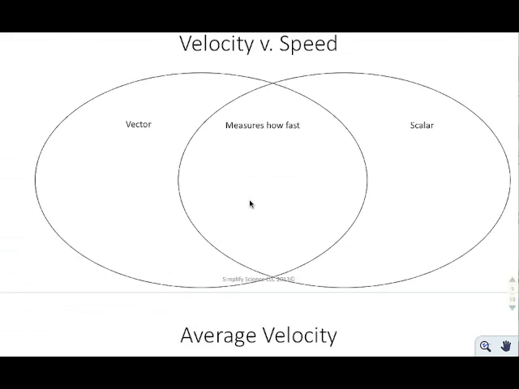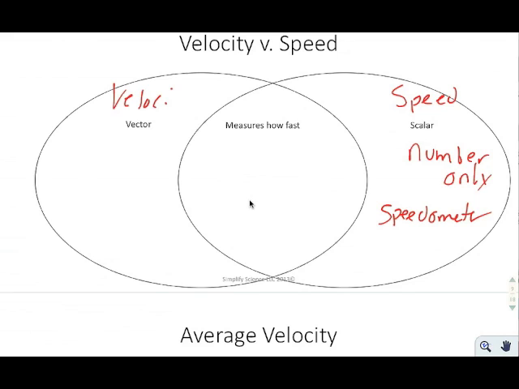Velocity versus speed. Now, velocity versus speed are very similar to distance and displacement. Speed is a scalar, which means it is defined by a number only. Okay, and that's what's represented by your speedometer on your car. Velocity is a vector. It means a number and direction. Okay, and it's not represented by your speedometer. It's actually something you would have to calculate.